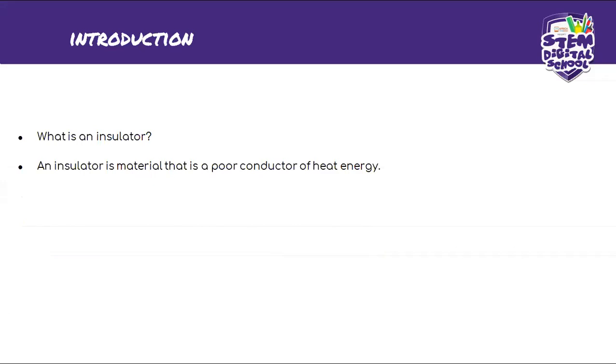Okay, so what is an insulator? An insulator is basically a material that is a poor conductor of heat. So any material that can conduct electricity will be a conductor. But on the contrary, an insulator is a material that cannot conduct heat. So if it cannot conduct heat, it means basically it cannot also conduct electricity.